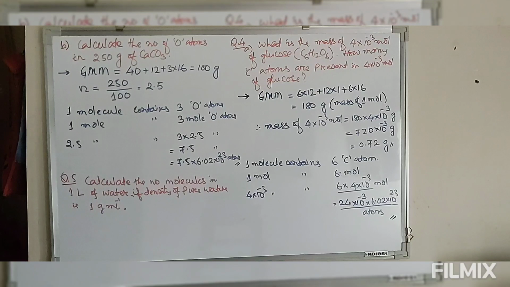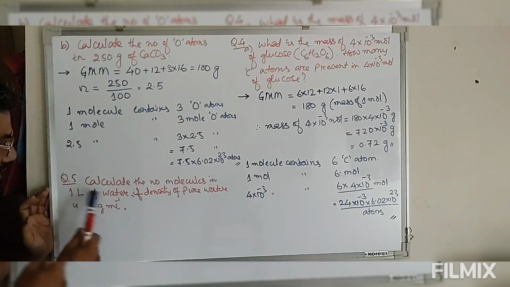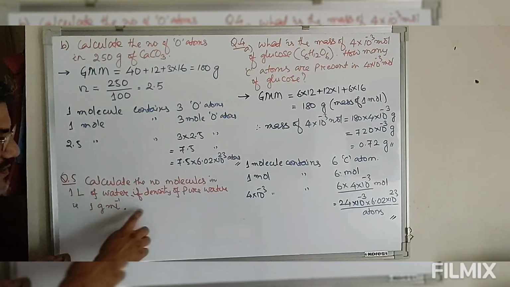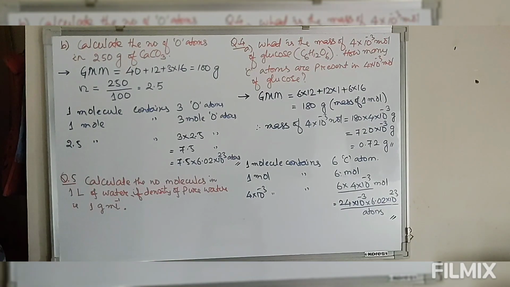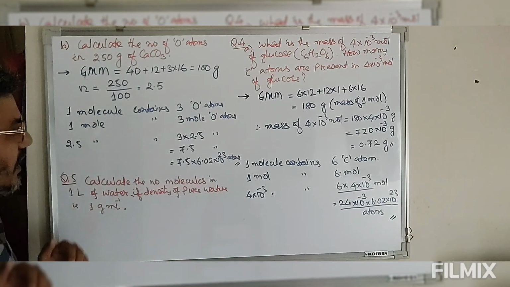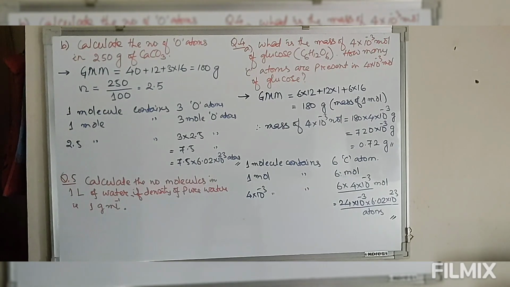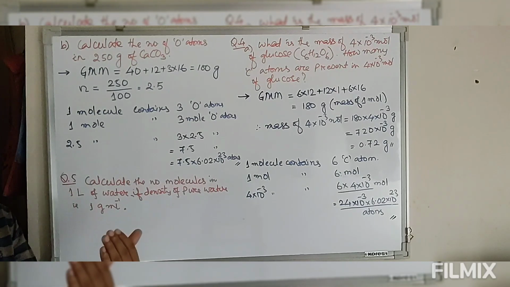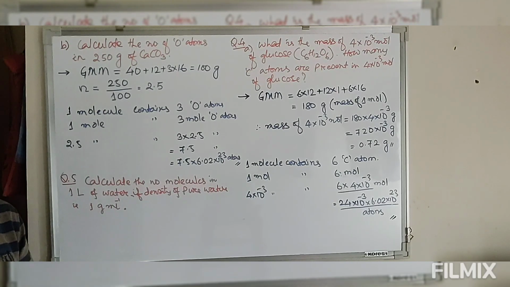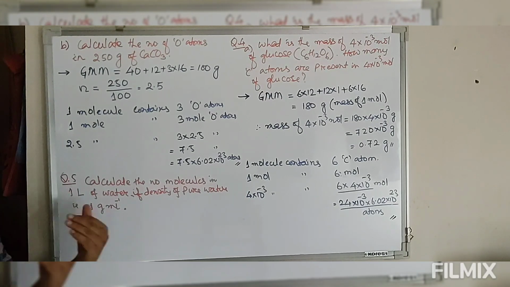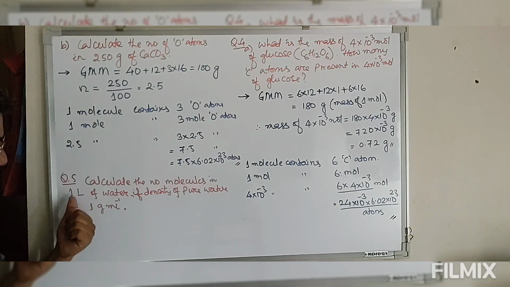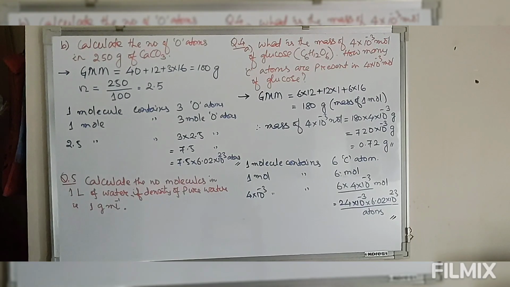Now let's take the next problem. We are given a sample of water, that is 1 liter of water, and the density of water is given as 1 gram per ml. Then the question says how many molecules of water are present in this 1 liter. So to define the number of molecules we need the number of moles, and to define the number of moles we need the mass of the sample, that is the mass corresponding to 1 liter.